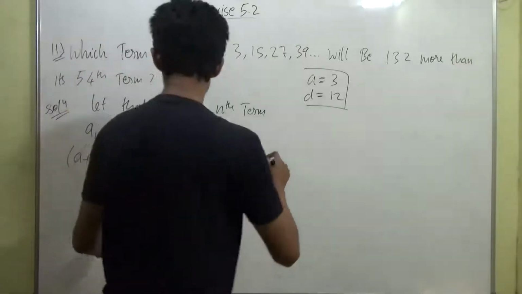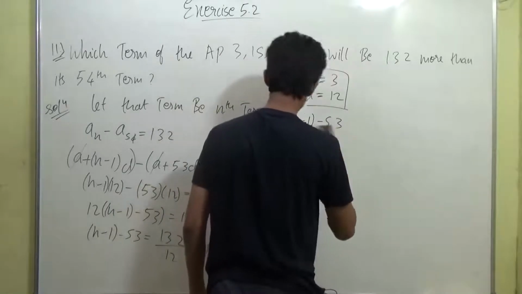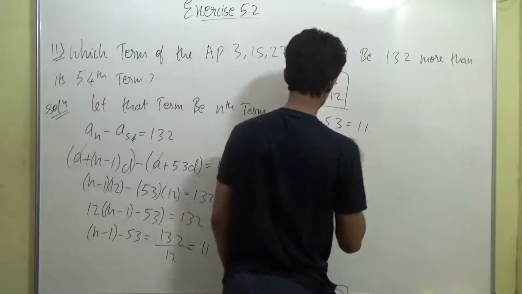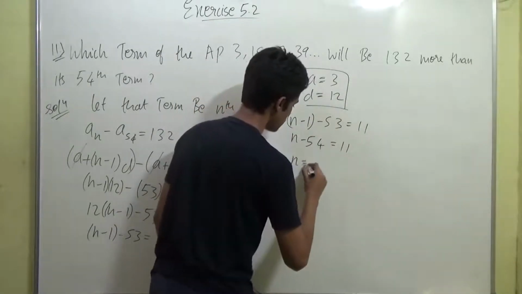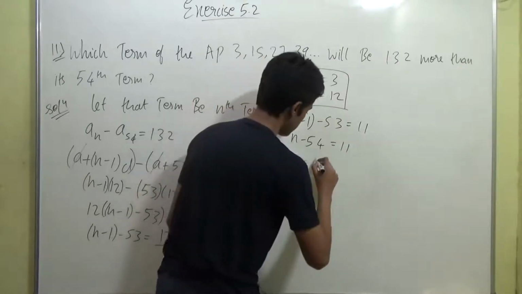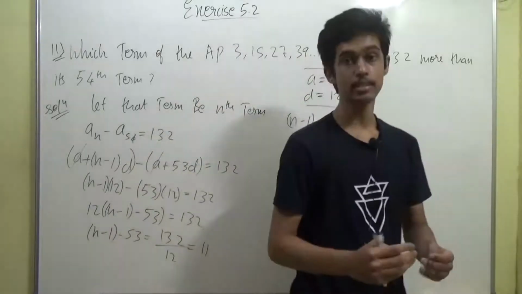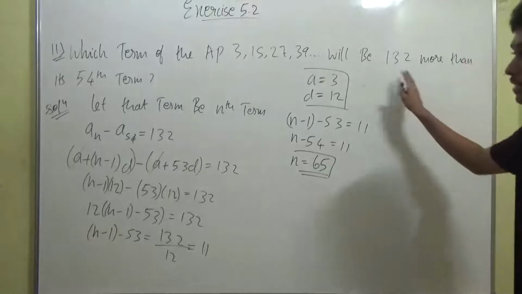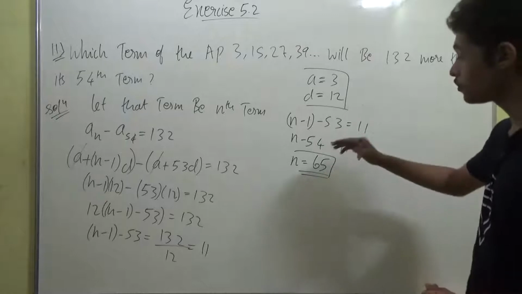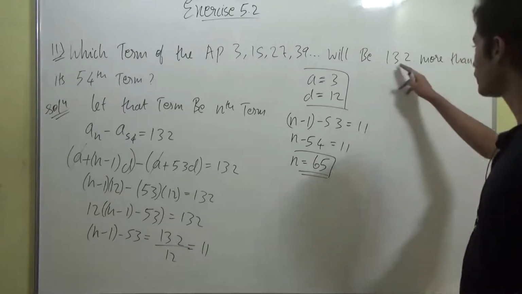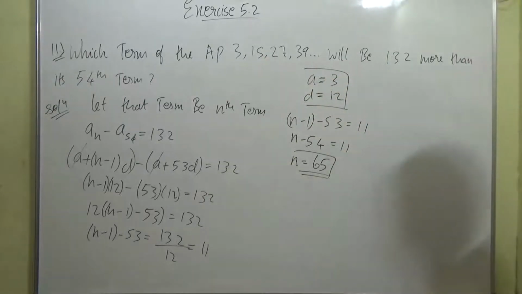So I'll write it here now: n minus 1 minus 53 equal to 11. This becomes n minus 54 equal to 11. So n will become equal to 11 plus 54, that becomes 65. So the 65th term is 132 more than the 54th term of the AP given. That's the final solution.